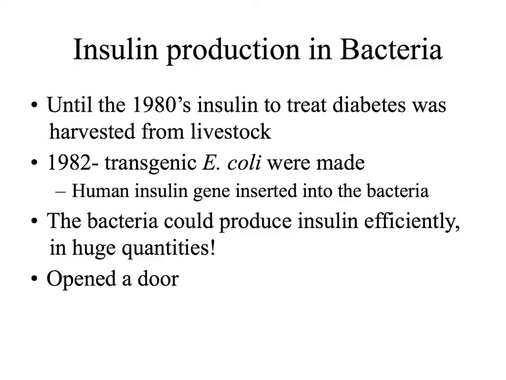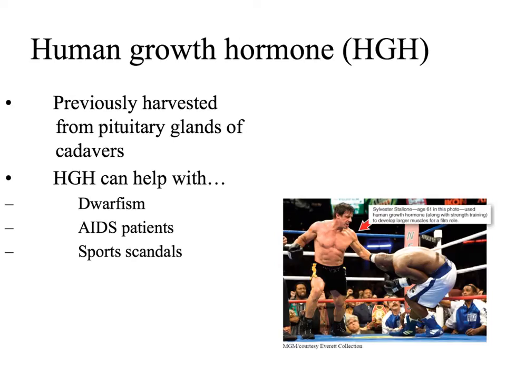This process has opened a door for many other GMOs to be produced. Bacteria were some of our first transgenic organisms, but this has expanded further. Another interesting case is the production of human growth hormone, or HGH. This hormone was previously harvested from the pituitary glands of cadavers.